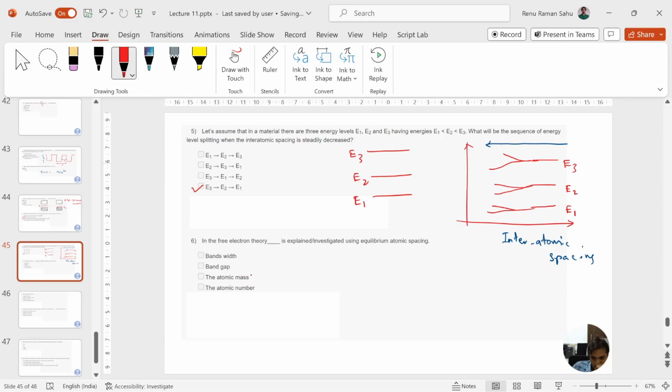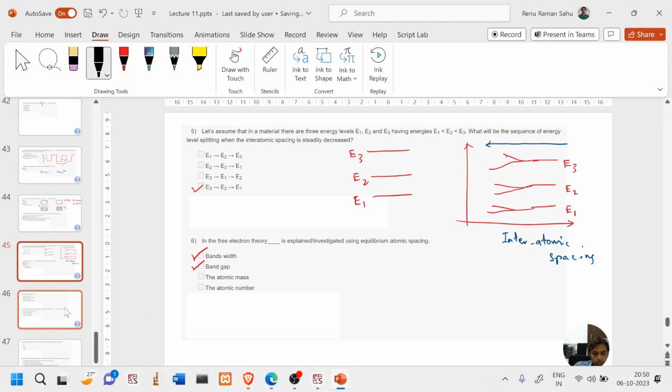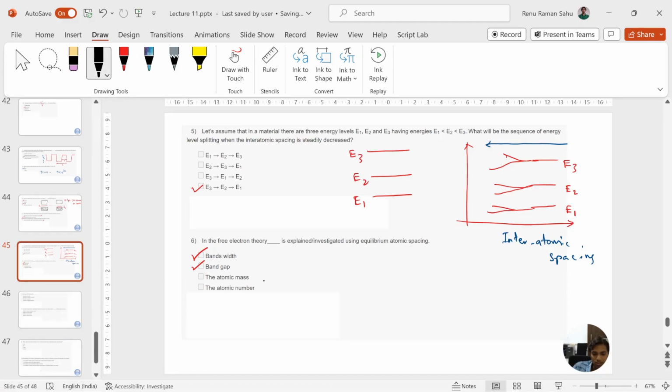Bandwidth, and band gap also we can say. Because if you know the bandwidth here, you also know the band gap. Atomic mass and atomic number are not related, right? Yeah, these are not related.